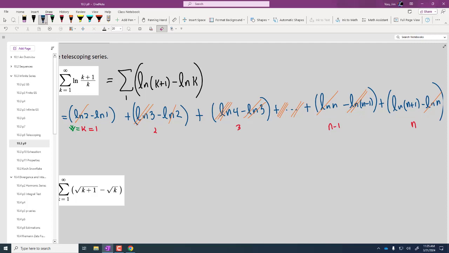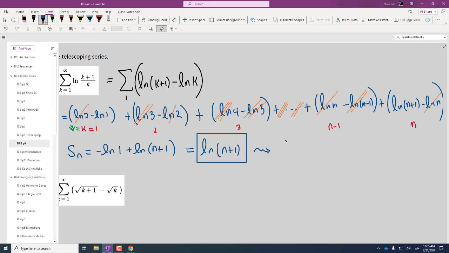So our S of n, we have a minus natural log of 1. And the only thing down there that's not disappearing is natural log of n plus 1. This, of course, can be simplified. Natural log of 1 is 0. So this can be simplified to this as our S of n.